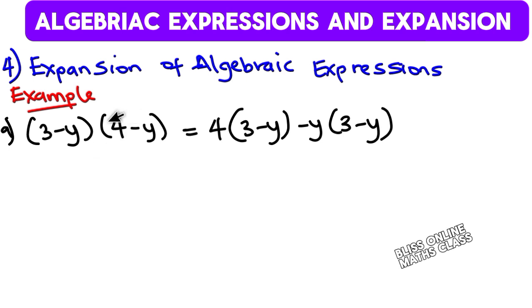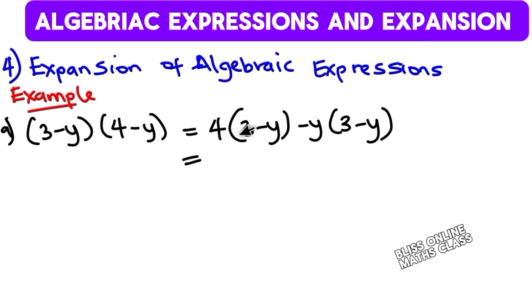4 multiplied by this 3 minus y. Then minus y multiplied by this. That's what we have here. We have expanded. It's 4 multiplied by this, then minus y multiplied by this. So we are going to open up the bracket.